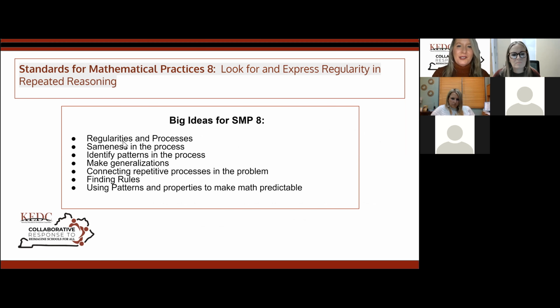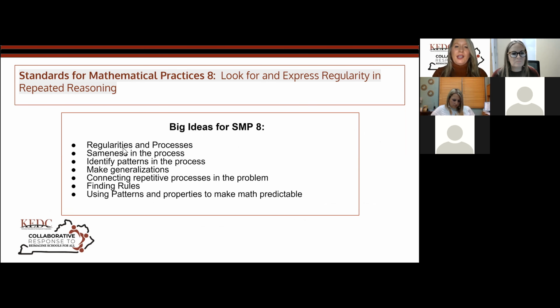So our standards for mathematical practice 8, looking for and expressing regularities in repeated reasoning. I love this one because this is a huge one. This is one of our big ones too. This is a leading actor, because we want our students to be able to make generalizations.